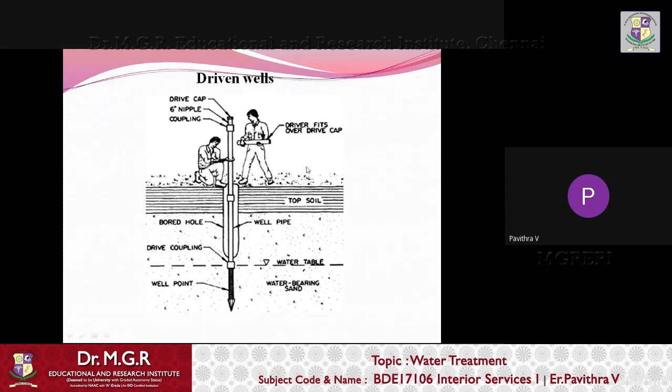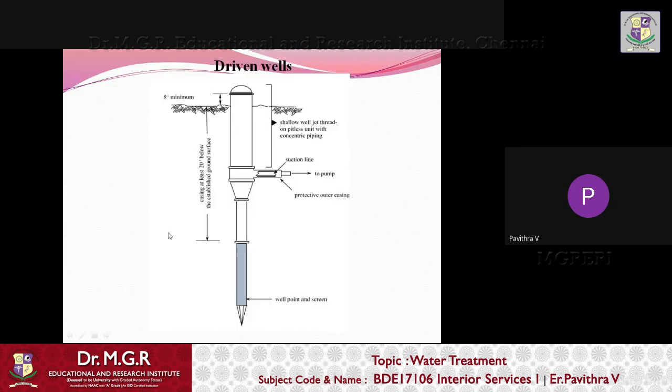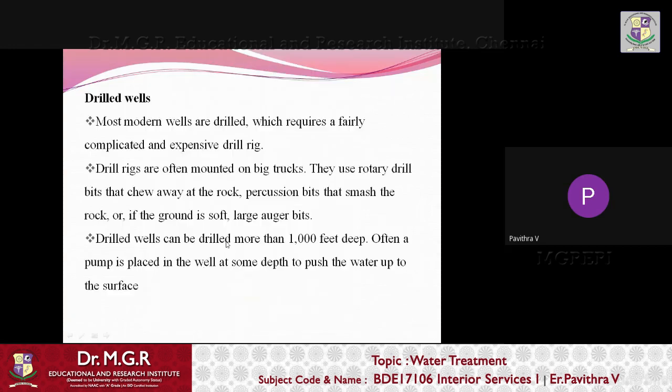So as you see in this picture itself, there will be a well point provided at the bottom and a coupling which will be attached one after the other. So I'm going to inject one pipe after the other by means of the coupling until it reaches the ultimate point. So this is the other diagram which shows the driven wells, and by means of pumping the water I'm going to get the water from the ground. Just get to know the technique; you need not learn the detailing.